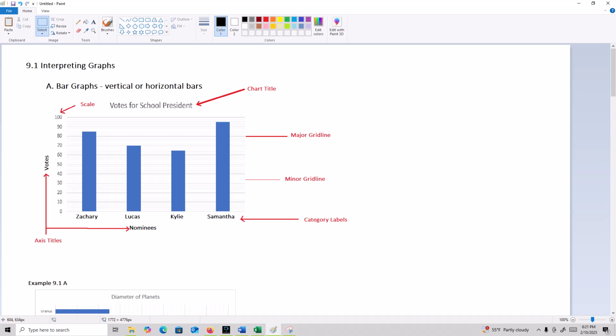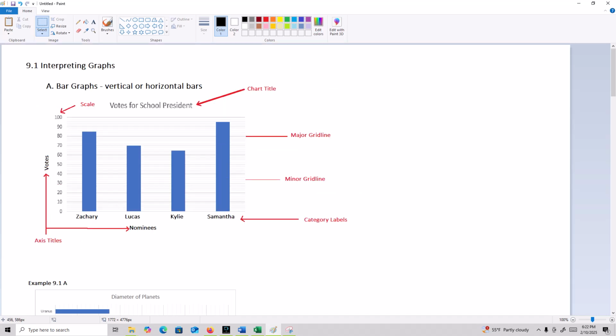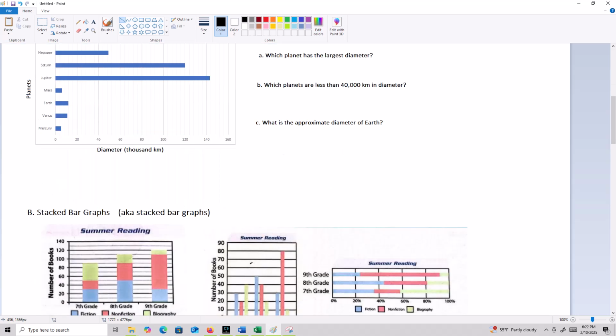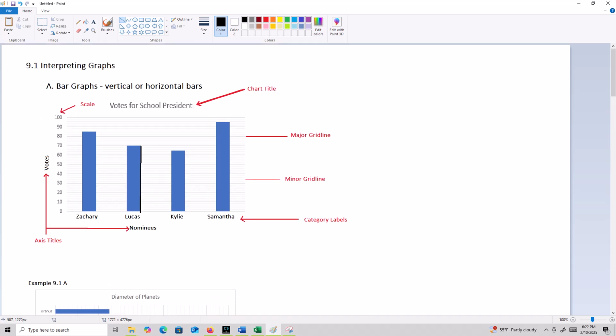Hopefully you've seen bar graphs before. This is an example of a bar graph. You can have vertical bar graphs or horizontal bar graphs. These are called vertical bar graphs because the bars are vertical. These are horizontal bar graphs because the bars are horizontal. Not rocket science, right? All right.